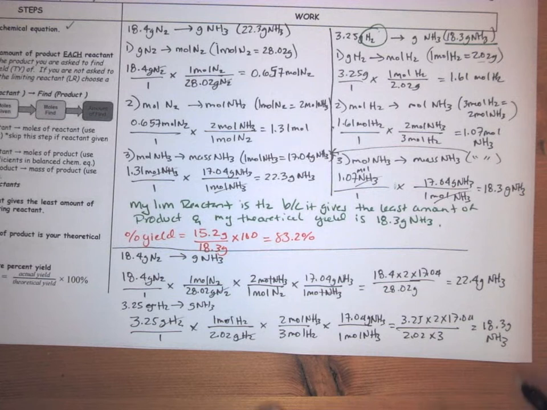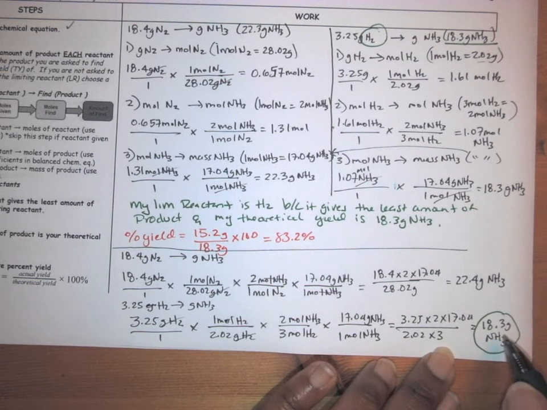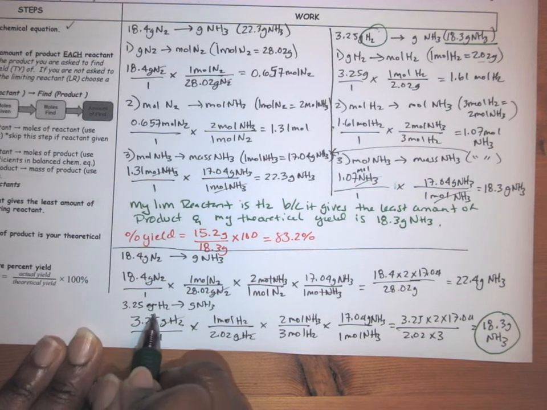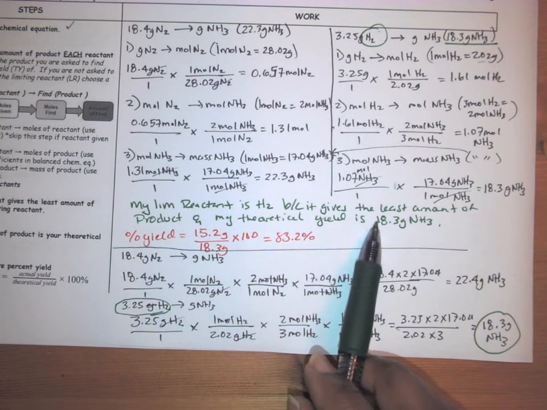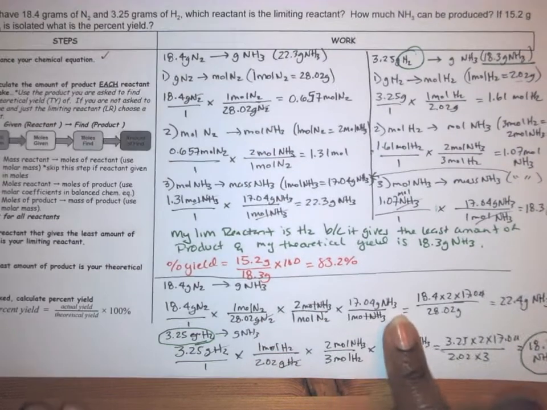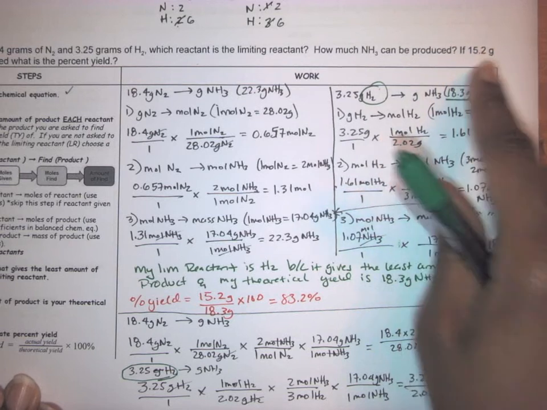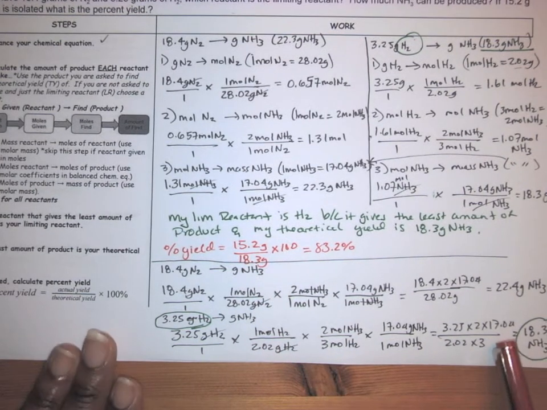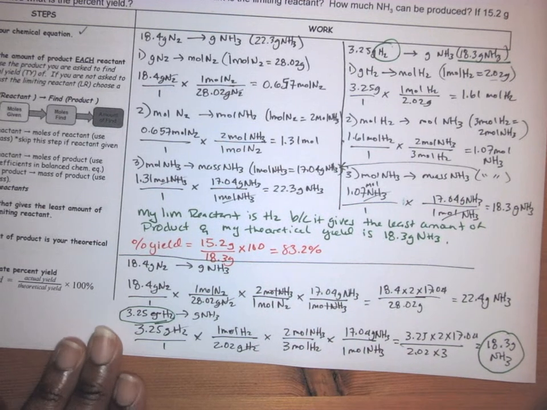Now, the theoretical yield will be the one with the least amount of product. So the theoretical yield is 18.3 grams of NH3, and your limiting reactant will be the reactant that gave you that amount. So H2 is our limiting reactant, which is what's written up here in green. For the percent yield, they told you that your actual yield, what you actually made or isolated in this reaction, is 15.2 grams. So you take your actual yield, 15.2 grams, divided by the theoretical yield, 18.3 grams, and then multiply that by 100, giving you a percent yield of 83.2%.